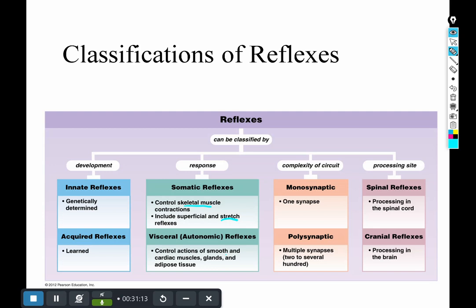So we also talked about complexity of circuit, so mono versus polysynaptic. And the counting here is really easy. It's either mono, which is one, or anything that's more than one is considered poly. So 2 to several hundred, it really just depends on the reflex. And also finally, processing site. So spinal reflexes are processed in the spinal cord, so interneurons in the gray matter. And cranial reflexes are processed in the brain, again in the gray matter, so interneurons in the cortex and nuclei.